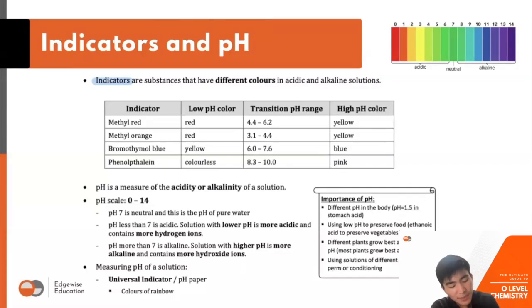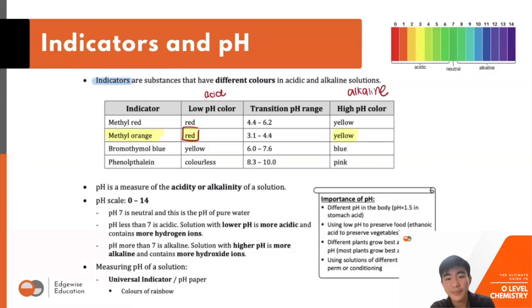Now, we learn about these few indicators. I want you to take note of this. The most important one is methyl orange. Methyl orange is what we use a lot of times in the chemistry laboratory. Methyl orange in a low pH color, which means it's in acid medium, is red in color. High pH color, which means it's alkaline, is yellow.